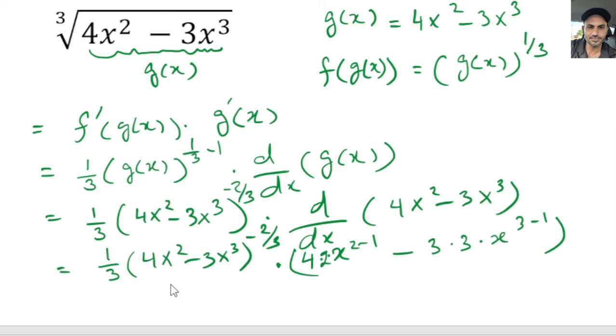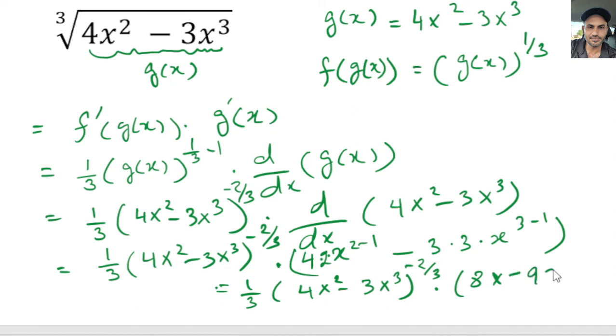Okay, so our final answer is going to be 1/3 times 4x squared minus 3x cubed raised to the negative 2/3, times 8x minus 9x squared. When we simplify this part right here, 4 times 2 is 8, and x to the 2 minus 1 is just x. Minus 3 times 3 is 9, x to the 3 minus 1 is just 9x squared. So this is our final answer.